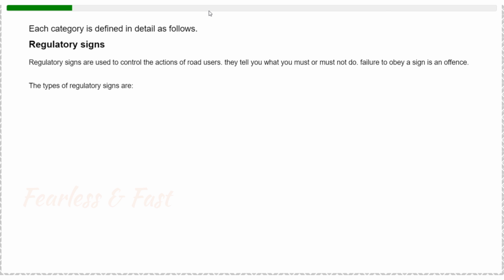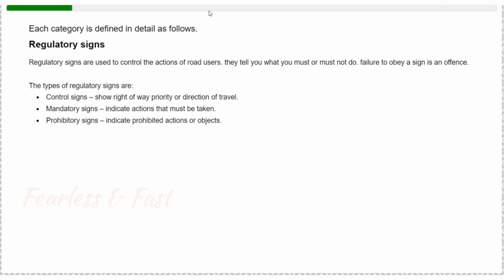The types of regulatory signs are: control signs, show right of way, priority or direction of travel. Mandatory signs, indicate actions that must be taken. Prohibitory signs, indicate prohibited actions or objects. Parking control signs, regulate parking and stopping. Freeway control signs, indicate roads classified as freeways.